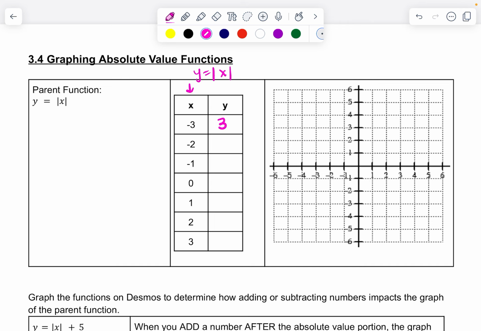Absolute value of -3 is 3. Absolute value of -2 is 2. Absolute value of -1 is 1, and then 0, 1, 2, 3. If I graph these, we have -3, 3, -2, 2, -1, 1, 0, 0, 1, 1, 2, 2, 3, 3. So I can go ahead and graph this.